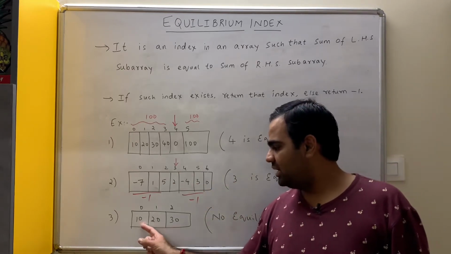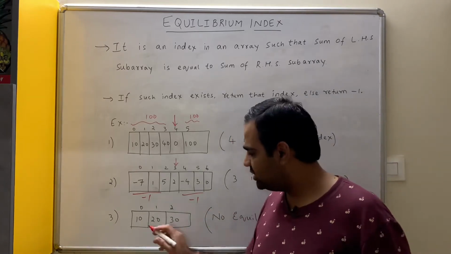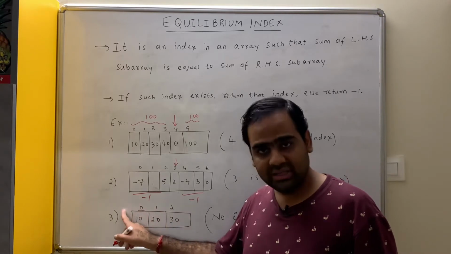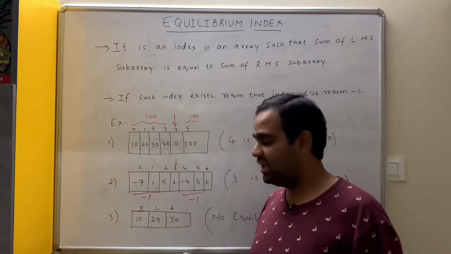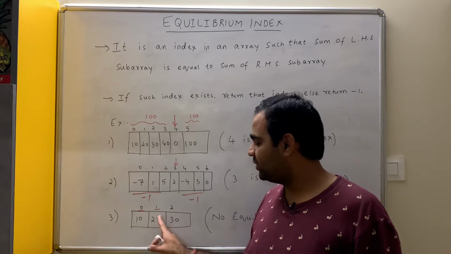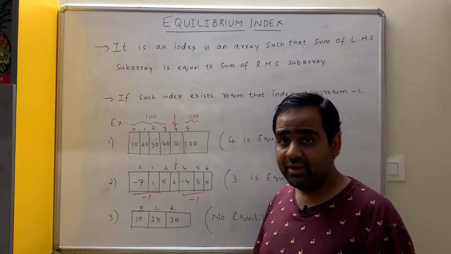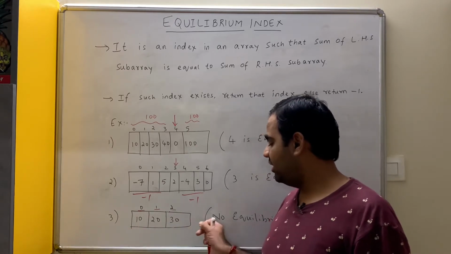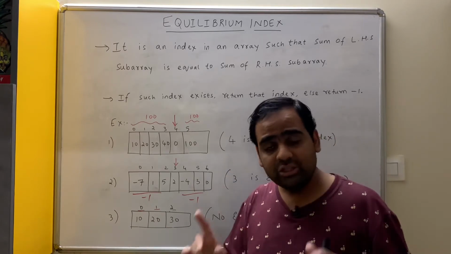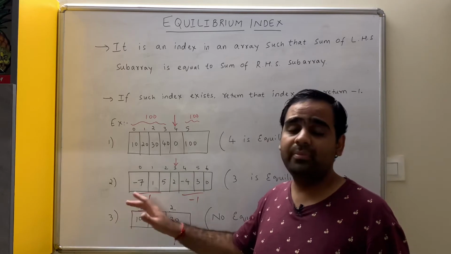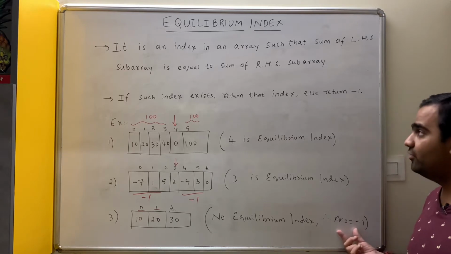Now, take the example 10, 20, 30. In this case, there is no equilibrium index. Why? If I consider 0 as the equilibrium index, the sum of LHS is 0 because there are no elements, and the sum of RHS is 50. If I consider 1 as the equilibrium index, the sum of LHS is 10 and the sum of RHS is 30. Therefore, this is also not an equilibrium index. And if I consider 2 as the equilibrium index, what is the sum of LHS? 30, and the sum of RHS is 0. Therefore, 2 is also not an equilibrium index, which means there exists no equilibrium index in this array. Hence, we give the answer as -1.